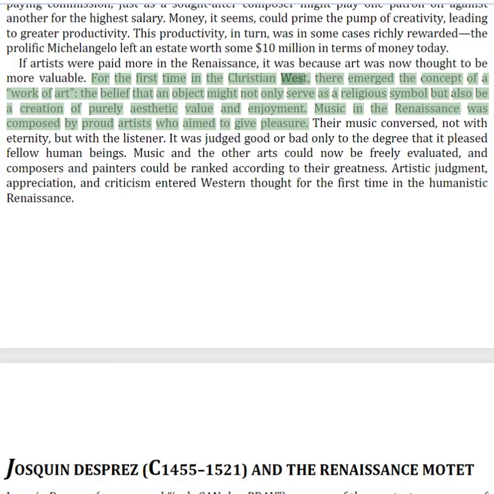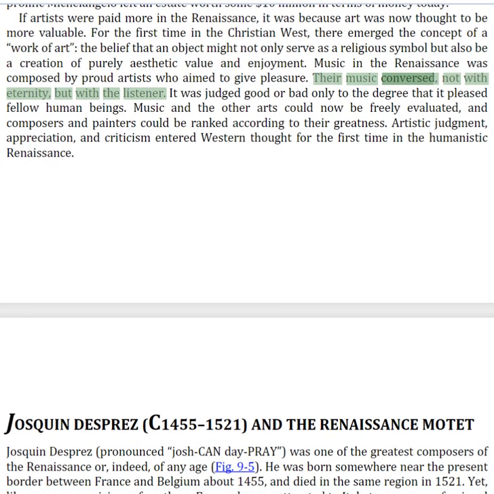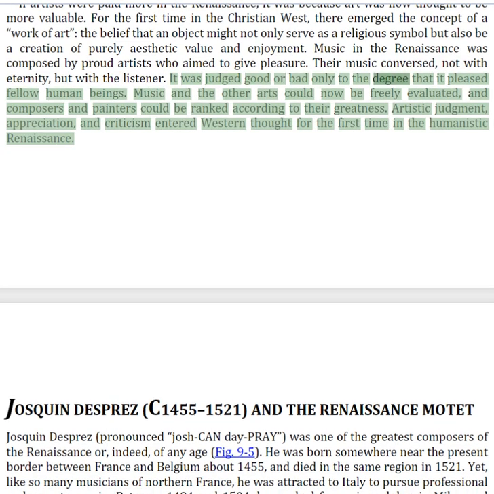For the first time in the Christian West, there emerged the concept of a work of art, the belief that an object might not only serve as a religious symbol but also be a creation of purely aesthetic value and enjoyment. Music in the Renaissance was composed by proud artists who aimed to give pleasure. Their music conversed, not with eternity, but with the listener. It was judged good or bad only to the degree that it pleased fellow human beings. Music and the other arts could now be freely evaluated, and composers and painters could be ranked according to their greatness. Artistic judgment, appreciation, and criticism entered Western thought for the first time in the humanistic Renaissance.